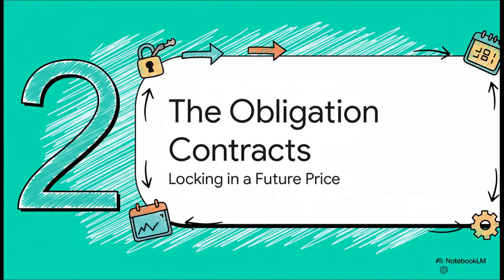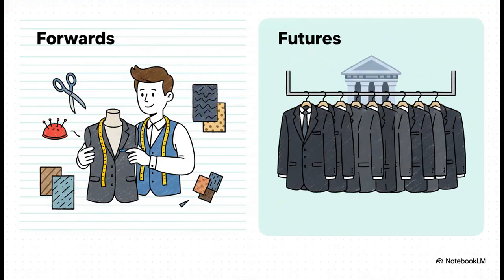All right, let's jump into our first toolkit. We'll call these the obligation contracts. And really, the name says it all. When you get into one of these, you are obligated to follow through. There's no backing out. You're basically shaking hands on a price today for a deal that's going to happen way down the road. The two big ones here are forwards and futures.